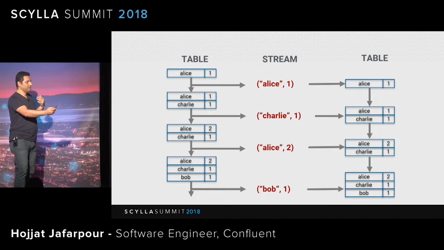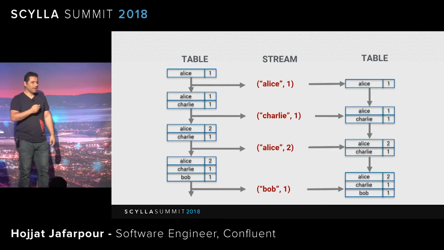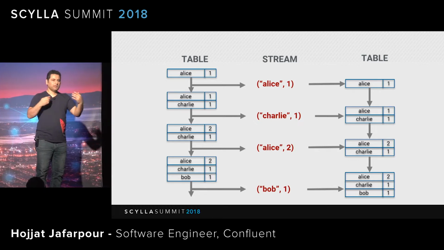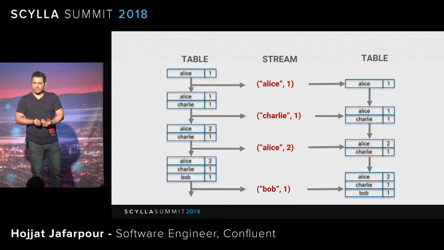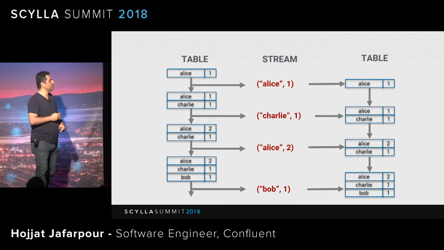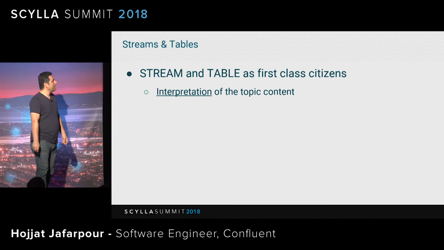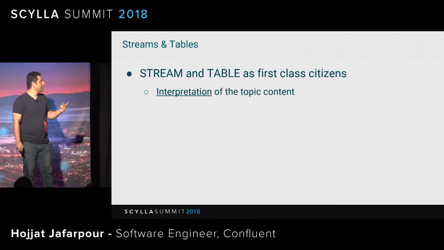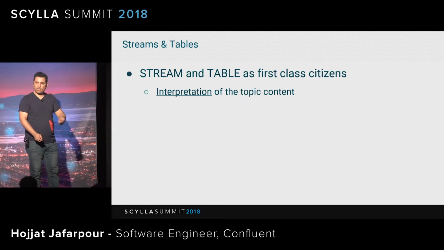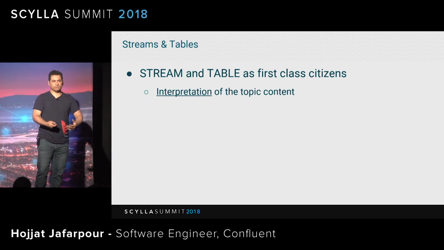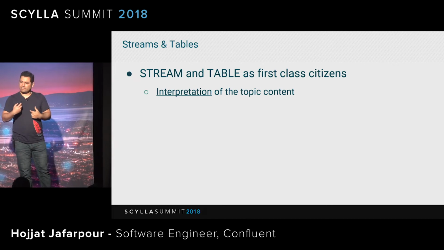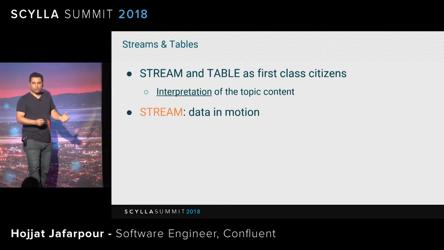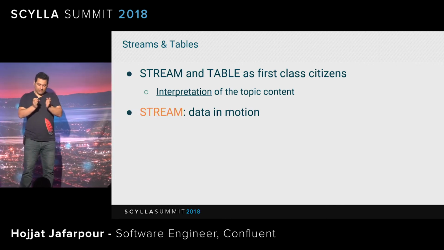So knowing that we have this notion of table and a stream, at the end, it's going to be how we interpret the stream of events that defines a table or a stream in KSQL. So we have two basic concepts in KSQL, stream and table. And all of the data, as I mentioned, is in Kafka topics. So depending on how we interpret the data in the topic, we read it as a stream or we read it as a table.